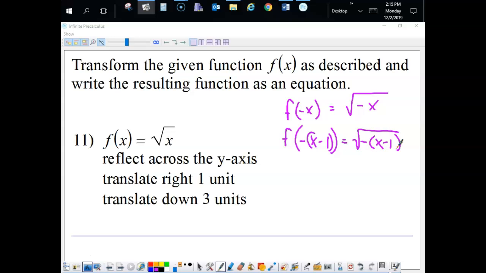So now we put a -1. That translates us to the right by 1 unit. What else? Minus 3. That's right, -3 on the outside. Translating down is -3 on the outside. So now we have this.